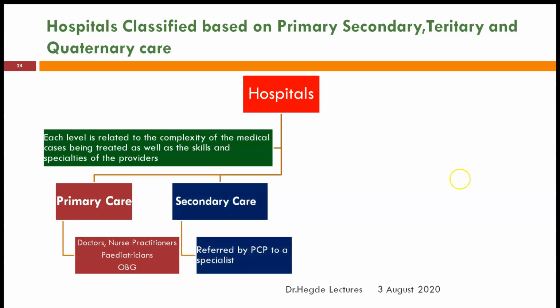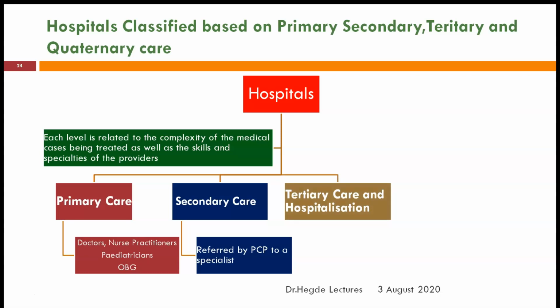When the primary care provider is not able to treat the patient, and some advanced technology or a specialist is required in treating diseases, the primary care practitioner will refer the patient to a secondary care hospital, which may have a specialist in a particular disease or ailment.